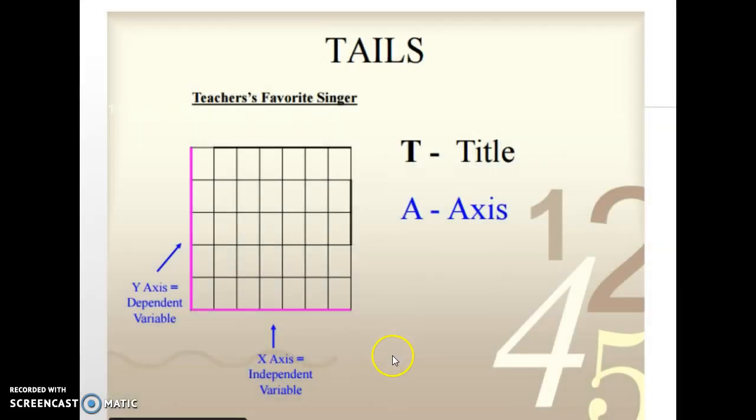A stands for axis. It's the same thing in math class. This is your x-axis. This is your y-axis. Now in science class, we are going to plot whatever our independent variable is on the x-axis and whatever our dependent variable is on the y-axis.